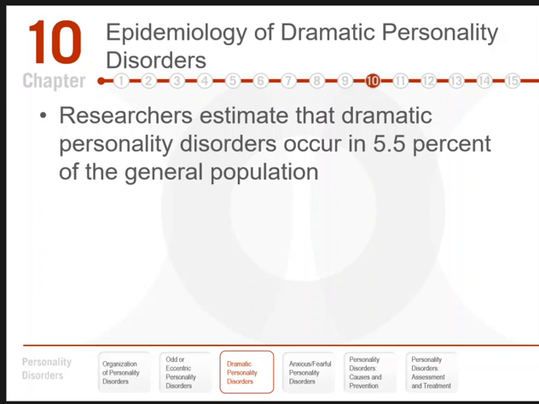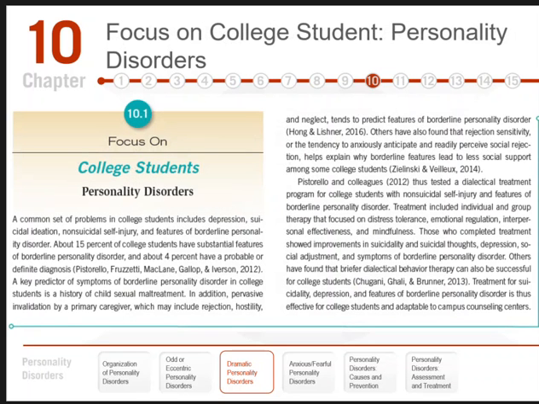The dramatic personality disorders are about 5.5% of the general population. You can read this in your book. There's a box.